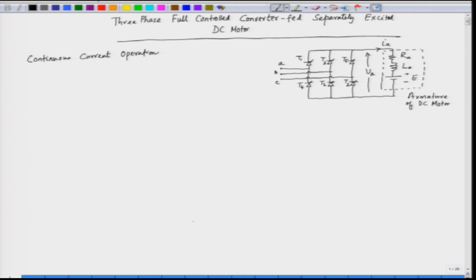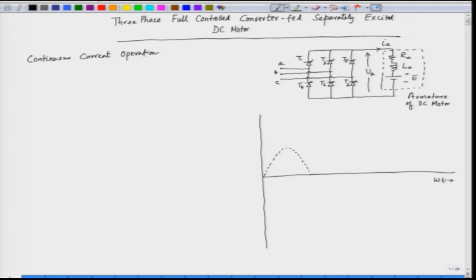Now, we have to draw the output voltage waveform, that is VA. Now, we can draw the output voltage waveform in the following way. In the x axis we have omega t. So, we have 3 different voltages VAB, VBC and VCA. These are the line voltages. So, we can plot the line voltages first.